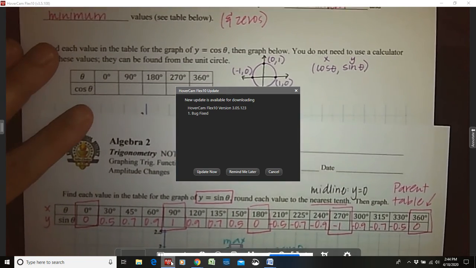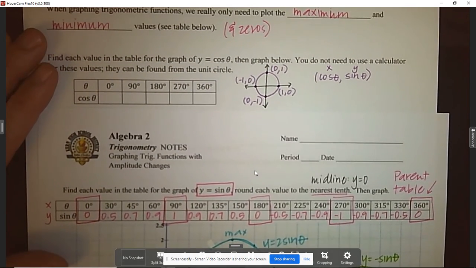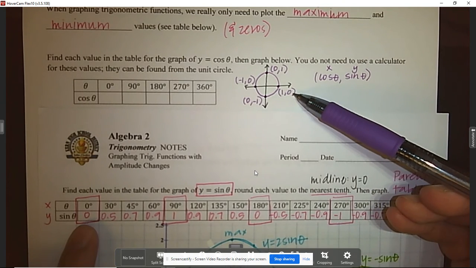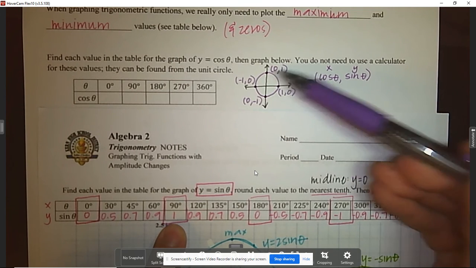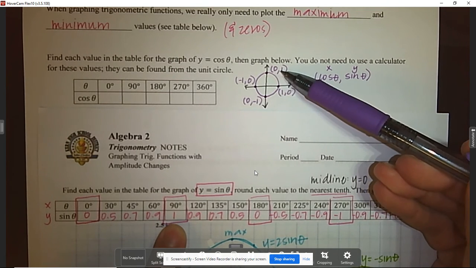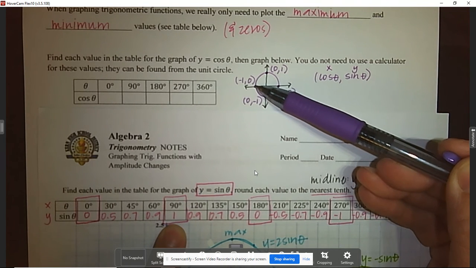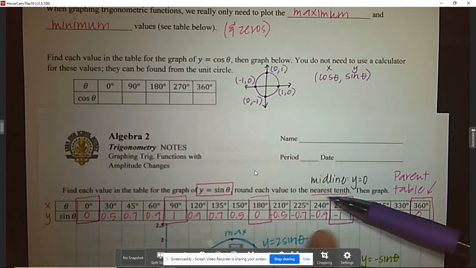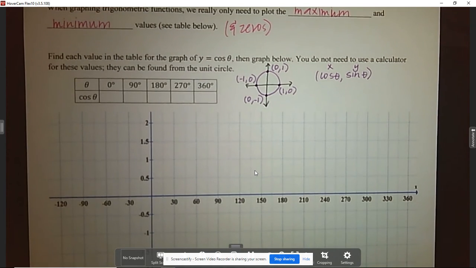Okay, so I'm showing you this because this is how you're going to get your values in the future. This is 0 degrees. Sine is the y-coordinate. You can see sine of 0 is 0. Sine of 90 degrees is 1, and that's because the y-coordinate at 90 is 1. Sine of 180 degrees is right here, is 0. So you can see these values can be found from this unit circle. And that's how we're going to find the cosine values.